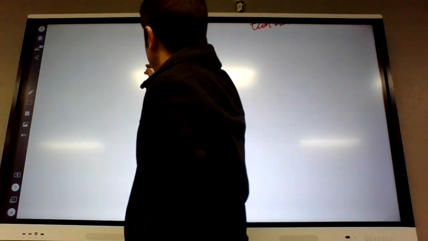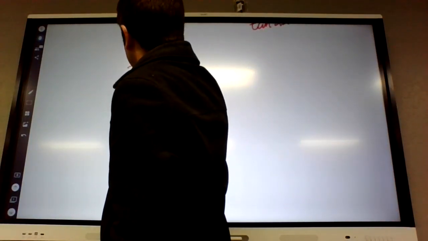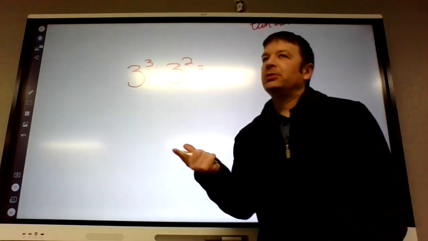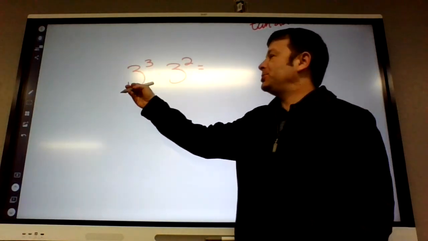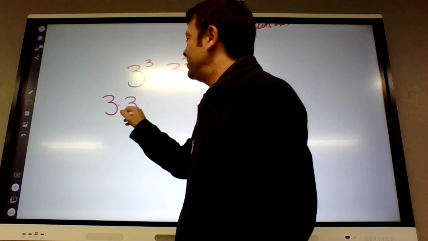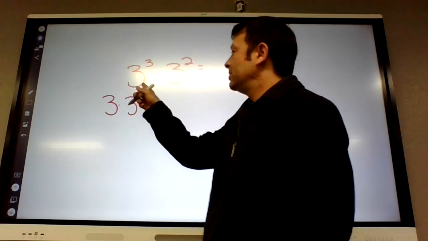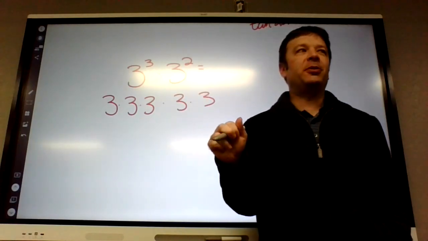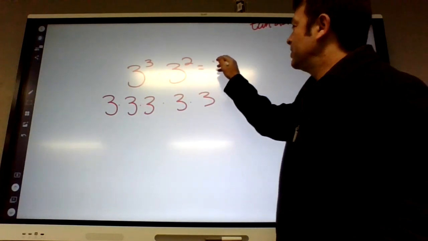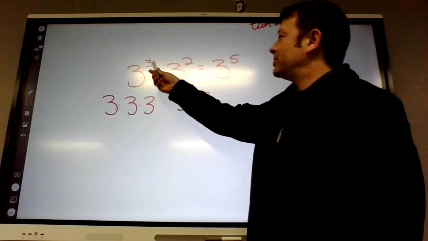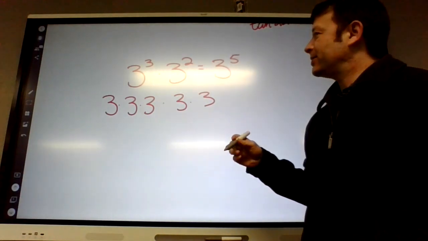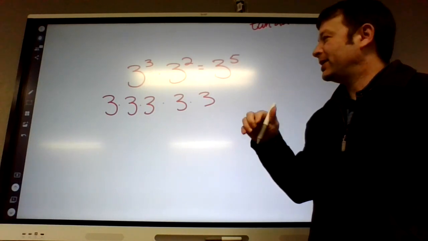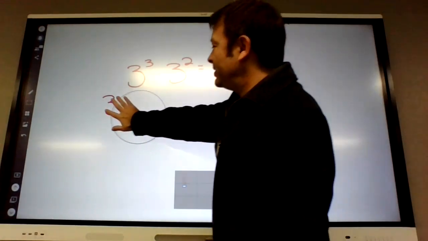Alright, so when we're multiplying 3 to the third times 3 to the second, what would that equal? Well, this means 3 times 3 times 3, right? And this means 3 times 3. So how many 3's are we multiplying together? 1, 2, 3, 4, 5. So what happened with our exponents here? They added together. So that's 3 to the 5th. That's rule number 1.